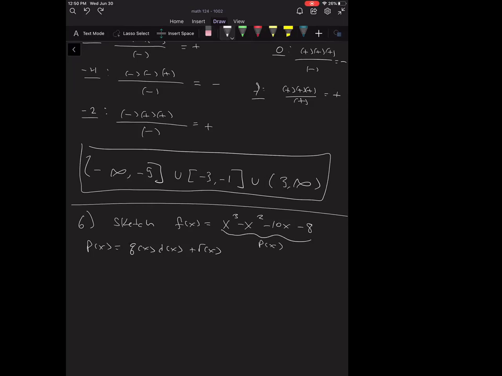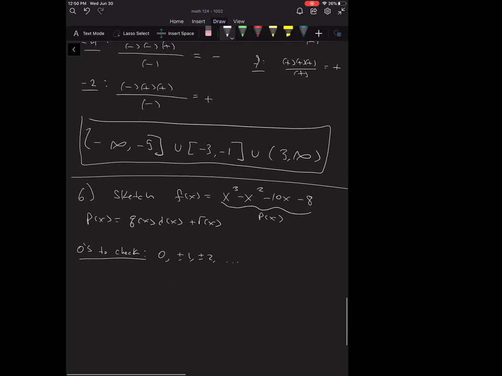And the possible zeros to check, we just choose 0, plus minus 1, plus minus 2. So just easy numbers to plug in and see if we can get one. Just from looking at this, we see 0 is not going to work. If we plug in 0, we get minus 8. So let's see what happens when we plug in 1. We would get 1 minus 1 minus 10 minus 8. This doesn't equal 0, so that's not going to work.